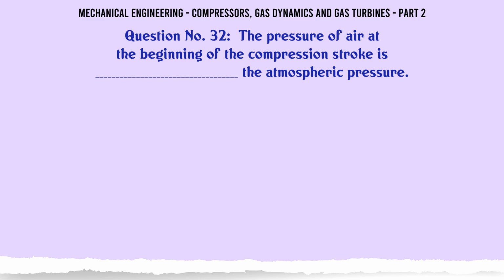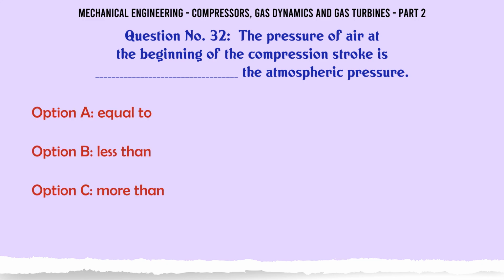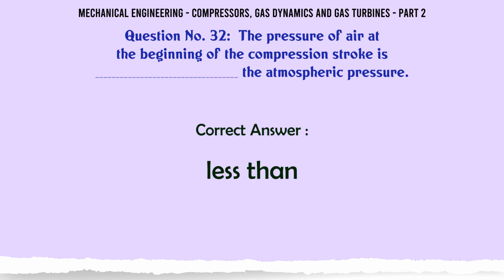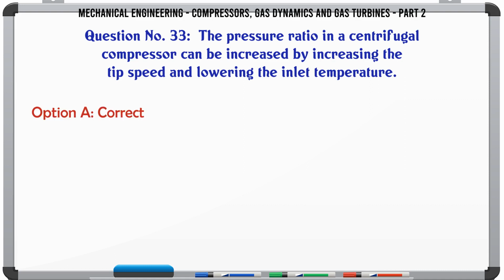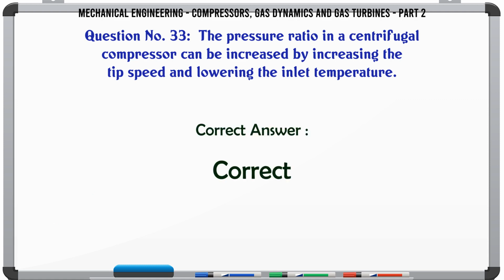The pressure of air at the beginning of the compression stroke is the atmospheric pressure. A. Equal to, B. Less than, C. More than, D. The correct answer is less than. The pressure ratio in a centrifugal compressor can be increased by increasing the tip speed and lowering the inlet temperature. A. Correct, B. Incorrect, C, D. The correct answer is correct.